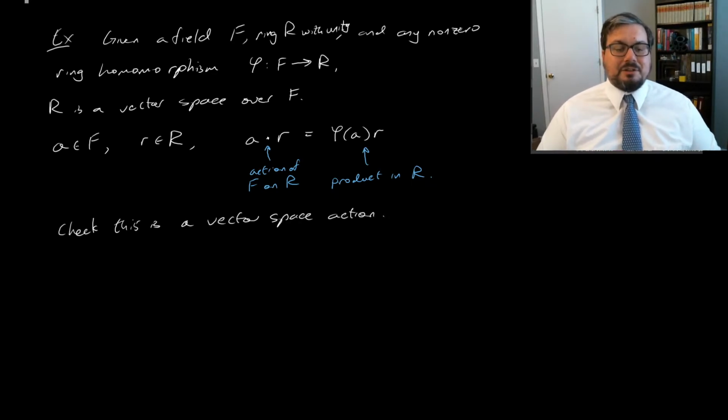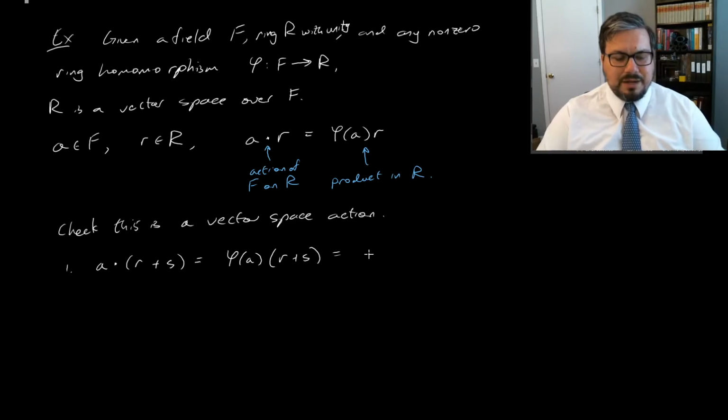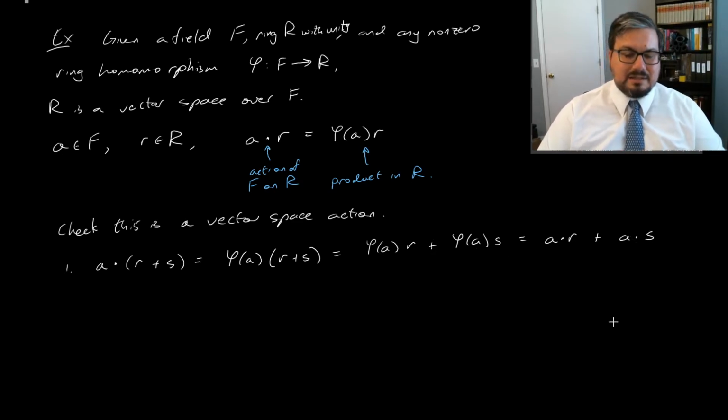Because the real key to being a vector space is the existence of this action which satisfies the conditions that you want. So the first thing is that we need to make sure that if we take a times v plus w, then we get a times v and a times w. Instead of v and w, I'll go ahead and use r and s to remind us that they belong to the ring R. So by definition, this is phi of a times r plus s. Because R is a ring, we have distribution on the left, so this is phi of a times r plus phi of a times s. And since phi of a times r is the action of a on r, and phi of a times s is the action of a on s, we get what we want.